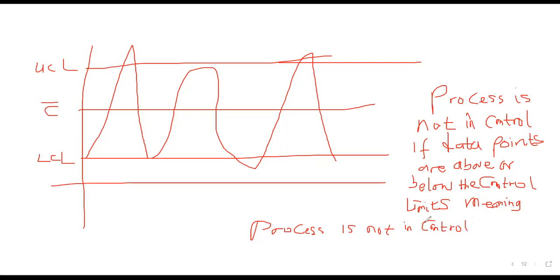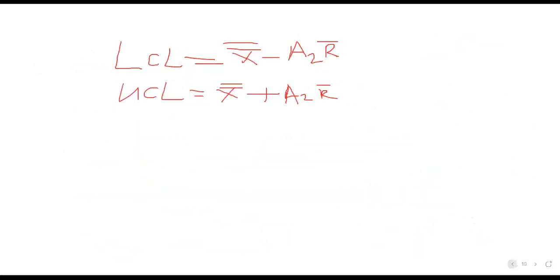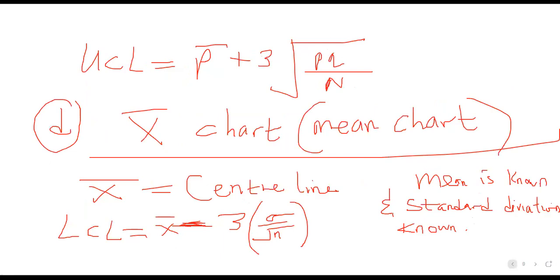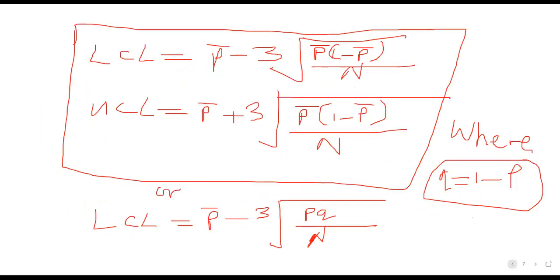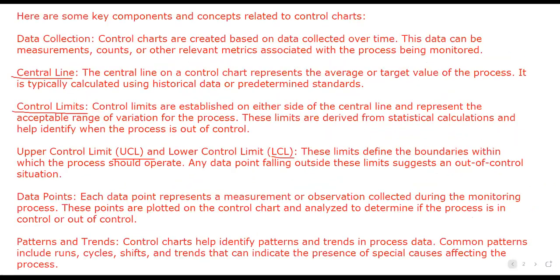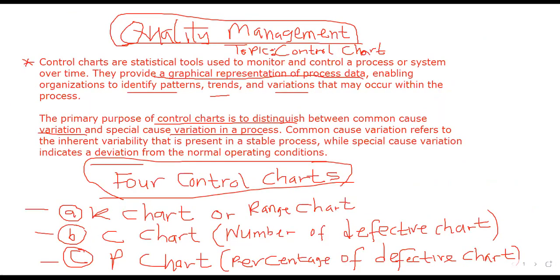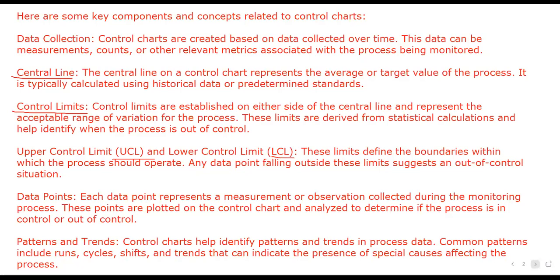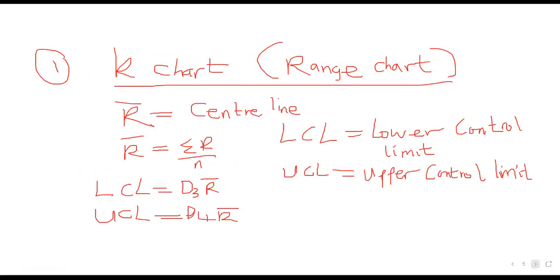All right, so this is about the process being in control or out of control in control charts. So this marks the end of the control limits. Of course, we can do an example concerning these 4 control charts that are cardinal in quality control for this course: the C bar chart, the P chart, and then the X bar chart with the mean known and all that.